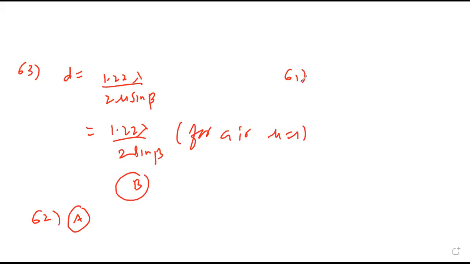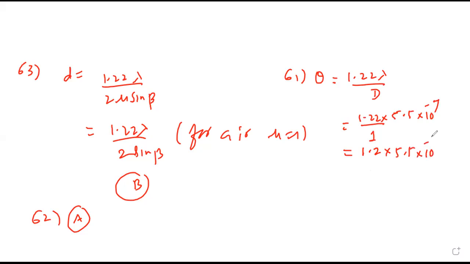61. The limit of resolution, that is theta, of a telescope, the formula is 1.22 lambda upon d. What is it if the diameter is 100 centimeter, that is 1 meter, for light of wavelength 5.5 into 10 raised to minus 7? I can take approximately 1.2 into 5.5 into 10 raised to minus 7. This unit is in radian.